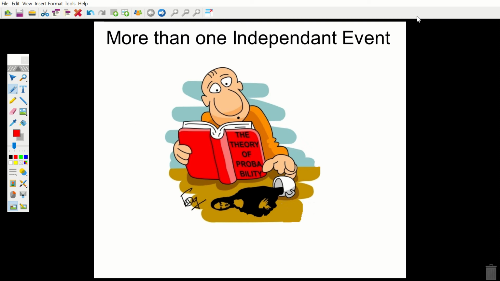For example, if I roll a dice and I get a 6, that is independent of everything else that's going on around it. But if I roll a dice and spin a spinner, the fact that I roll the dice has no effect on what I would have on the spinner. So the dice is independent of the spinner. So now we're dealing with more than one independent event.